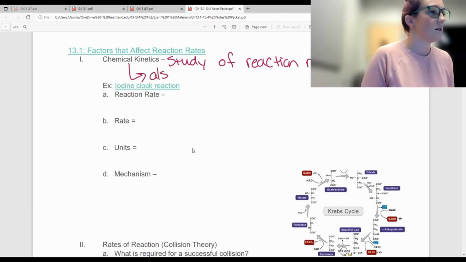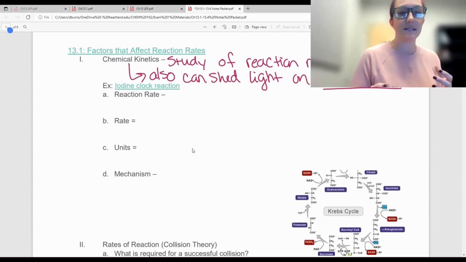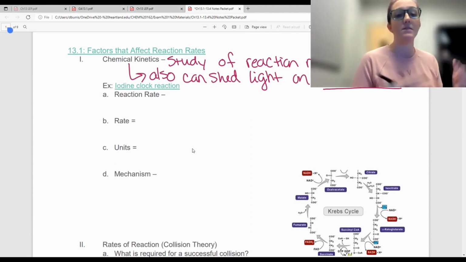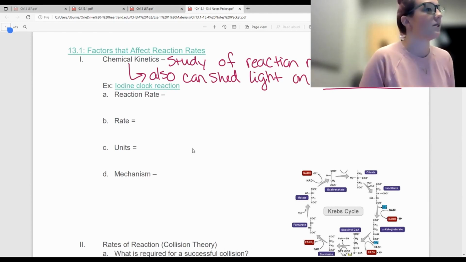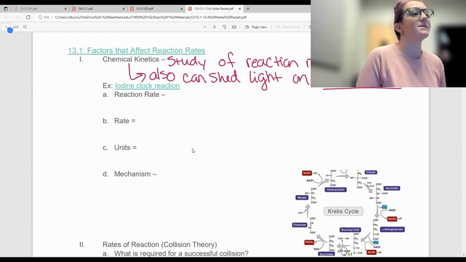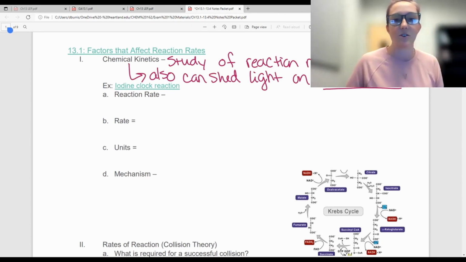So it also can shed light on mechanisms. This is going to be an important word later. So mechanisms is like how the chemical reaction happens. Are there different steps? Is there just one step? That kind of thing. So I have an example here of an iodine clock reaction, which is based on chemical kinetics that I want to show you guys really quick.